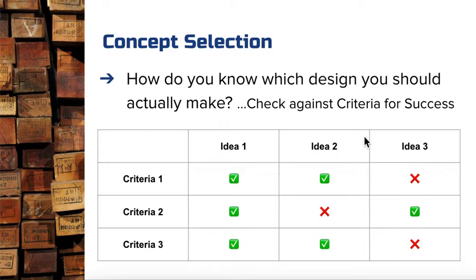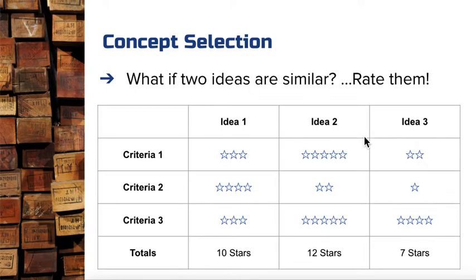However, sometimes it's not that easy, and a simple tick and cross won't give you a clear-cut winner. Maybe you'll have 2 that have tied. When that happens, I encourage you to use the same table, but instead of ticking and crossing, to actually use a rating system. Now, I'm using a rating system of 5 stars.